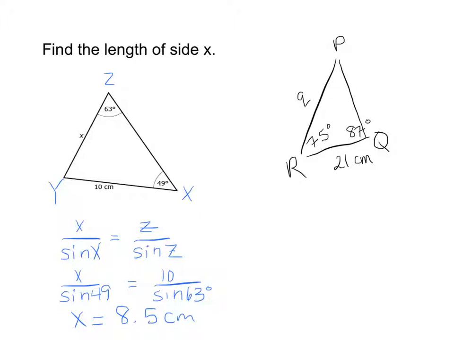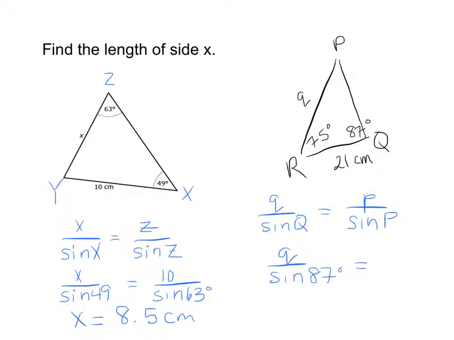Start out with, we're trying to find q, so we're going to go q over sine q. And then we need to decide what we're going to put in the other ratio. It has to be the side length that you know. So it has to go p over sine p. So we'll put sine angle Q is 87. P is 21. But here's the problem, right? What's the measure of angle P?